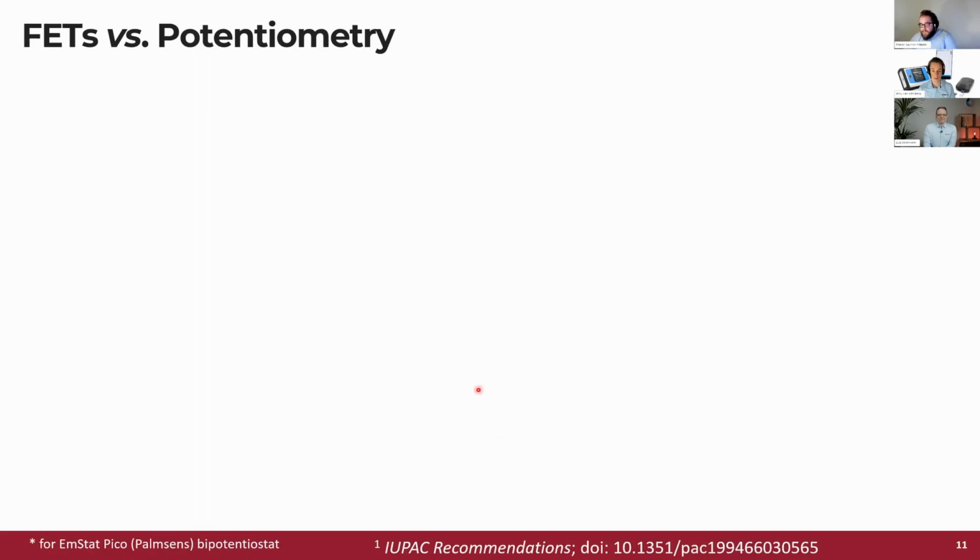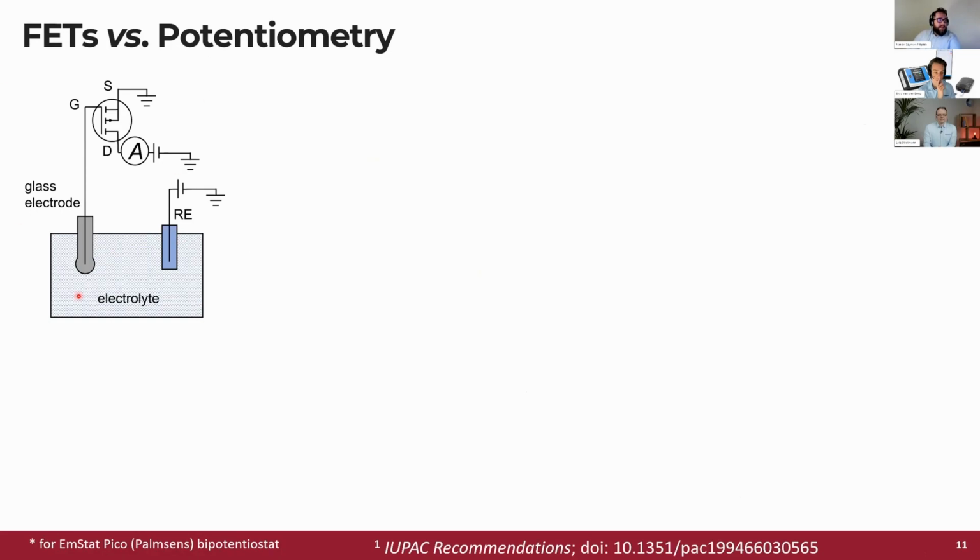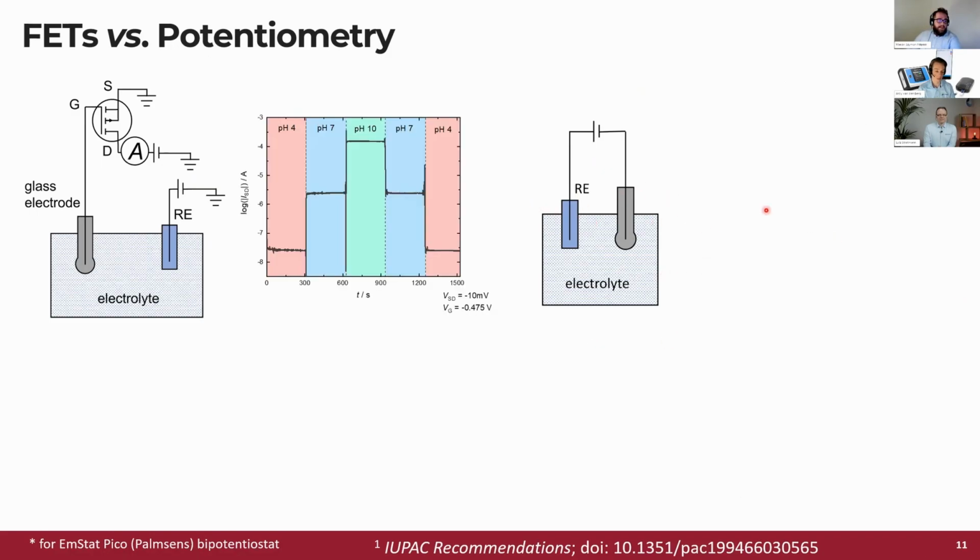In a comparison between field effect transistors and potentiometry, the classical, so to say, method in electrochemistry. Again, our scheme of the system. This is our scheme of simple potentiometry, where we measure the open circuit potential, and this is our real-time dependent measurement using the field effect transistor.